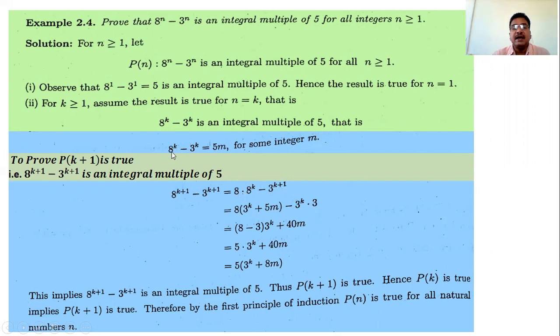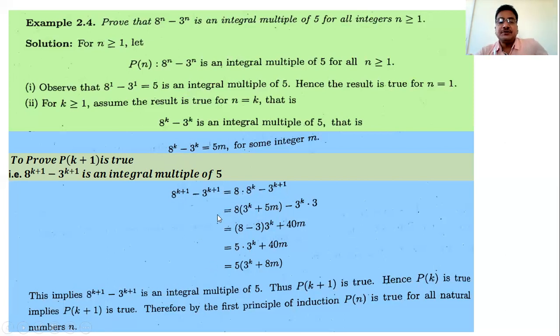because 8 raised to k, what is the value of 8 raised to k from this star, from this equation, from this induction hypothesis? It is 3 raised to k plus 5m. Shift the minus 3 raised to k to the RHS. So what do we have? Plus 3 raised to k plus 5m. This is the value of 8 raised to k by using the induction hypothesis.